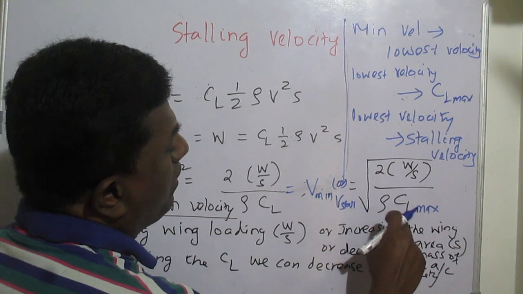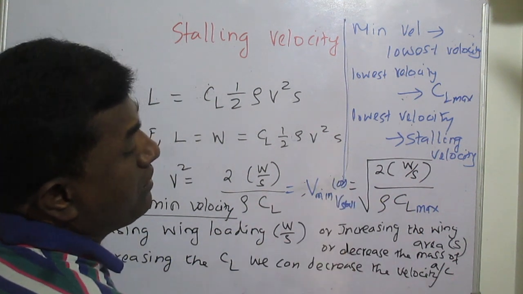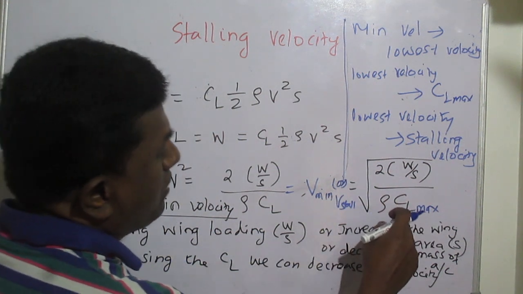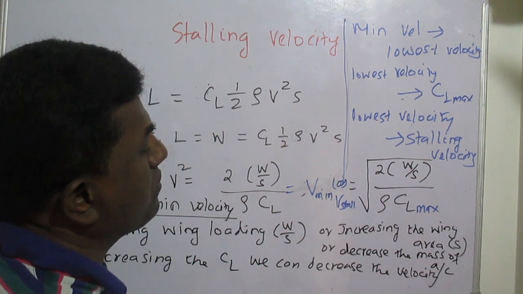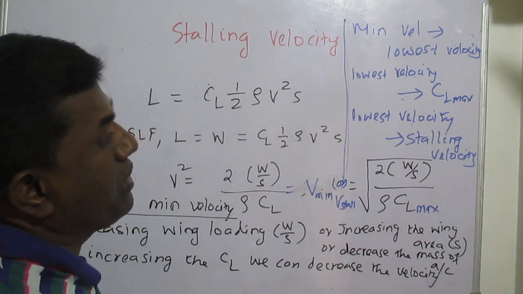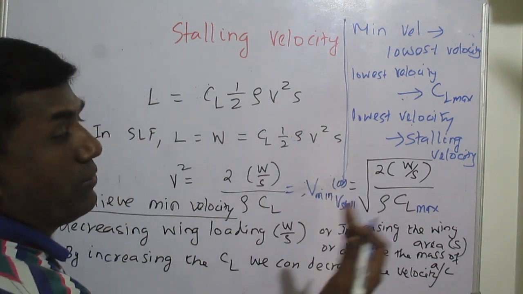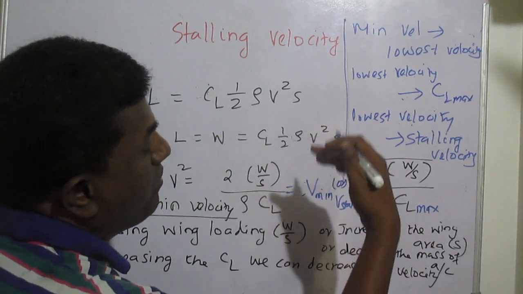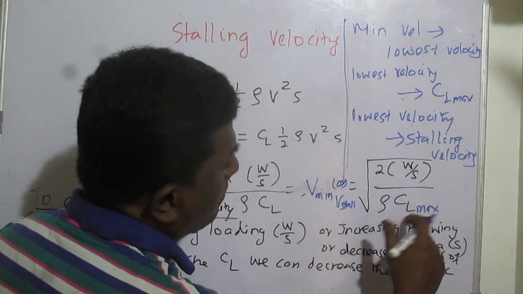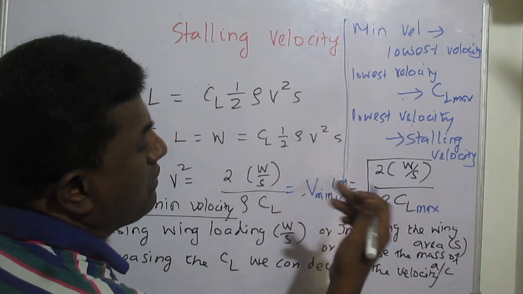Another way to analyze it: CL maximum, or lift, can be maximum only when the drag is minimum. So CL maximum is achieved when the drag is minimum. One more thing we can say: stalling velocity is the lowest velocity at which the aircraft can sustain in the air. Below this velocity, the aircraft cannot sustain in the air. That is the first thing we have to understand. The second thing is that CL maximum is achieved when the drag is minimum.